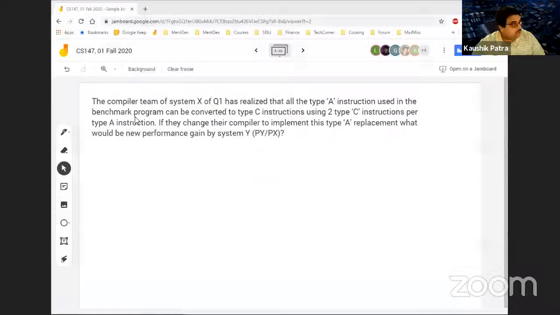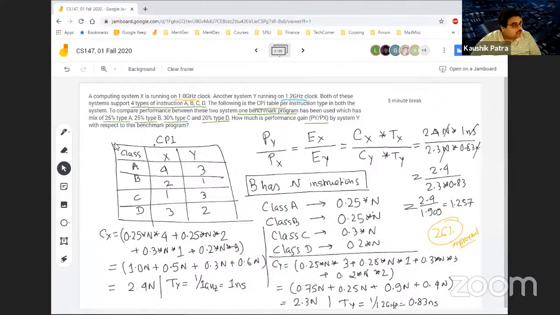Basically, now you guys need to do this problem in a group. This problem is based on the previous problem. So let's say these two systems are from two different companies, let's say Intel and AMD, for example.